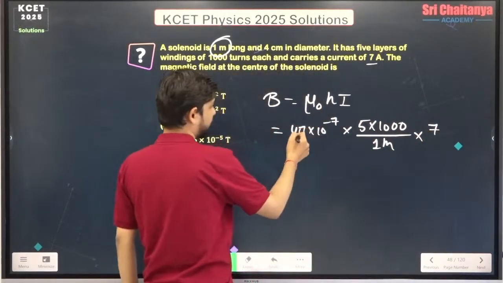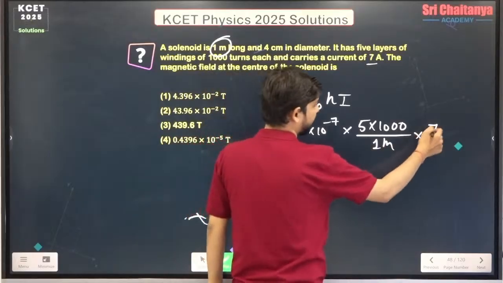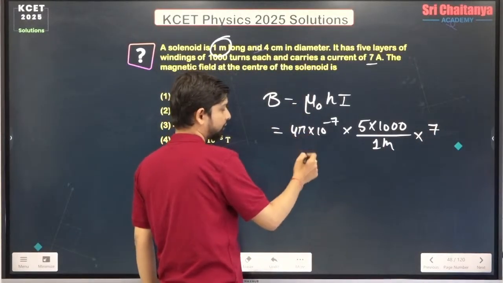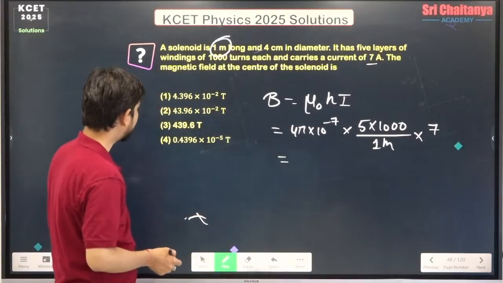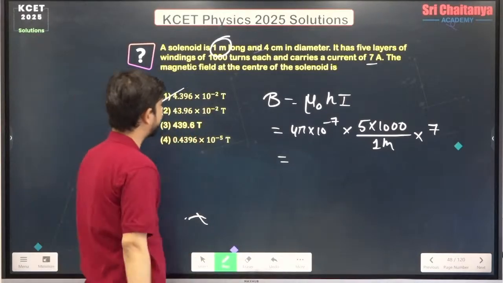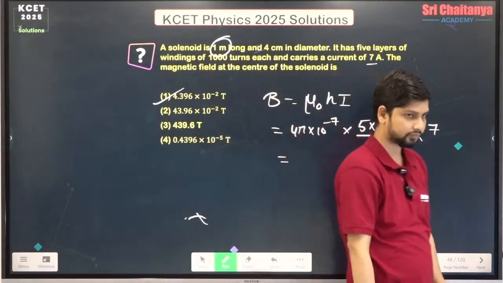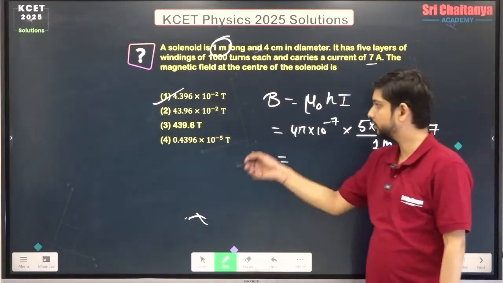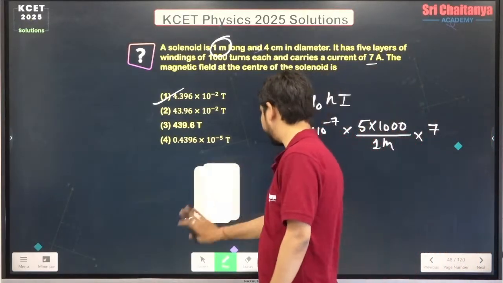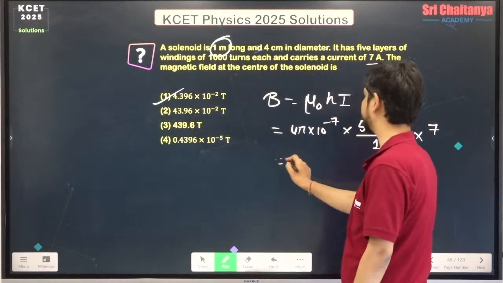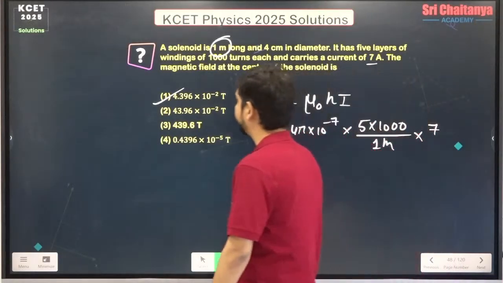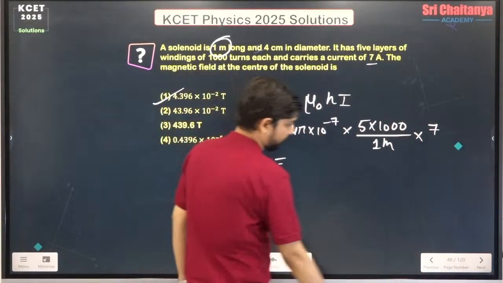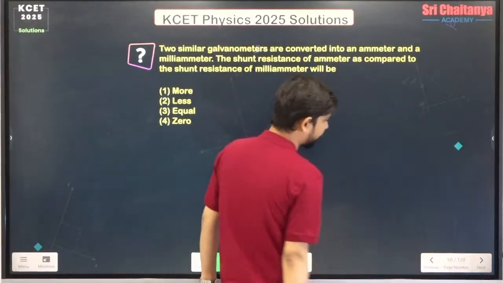And you can see here, this pi is going to get cancelled with this. This pi can be written as 22 by 7. 7 will get cancelled out, and you will get your answer. I think you will get your answer like 4.396 into 10 raised to minus 2. Okay, so this is your final answer. When you solve, you will get this value. So this is a very simple question based on NCERT and a formula based question.